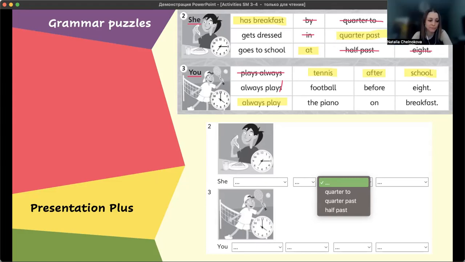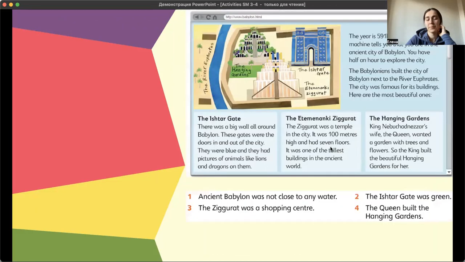Okay, so let's move on to the next slide. So, Natasha, I like your face when you look at this slide. Yes, I decided to skip this slide this year. I think it's a waste of time. Okay, I think that I've never done it with my students.